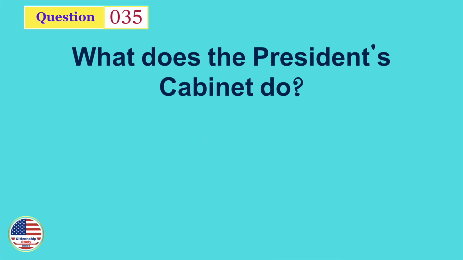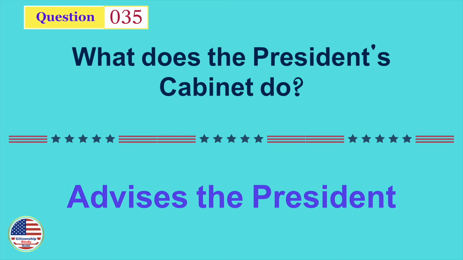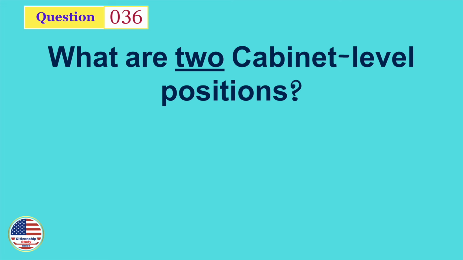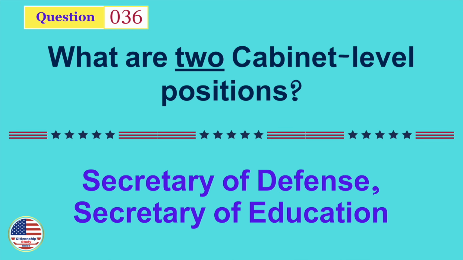What does the President's Cabinet do? Advises the President. What are two cabinet-level positions? Secretary of Defense. Secretary of Education.